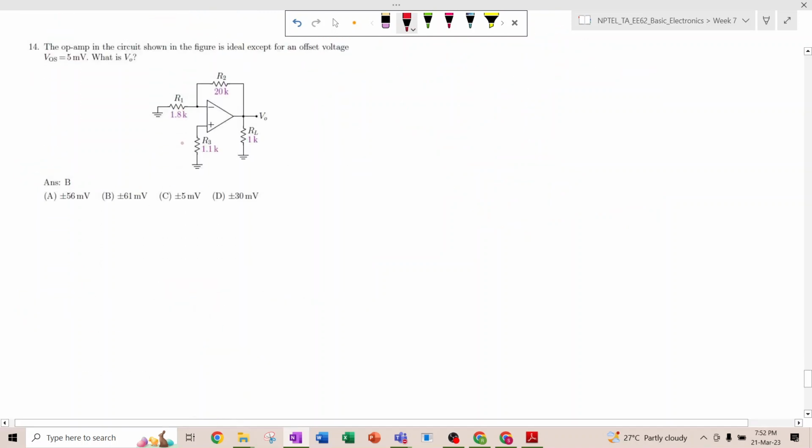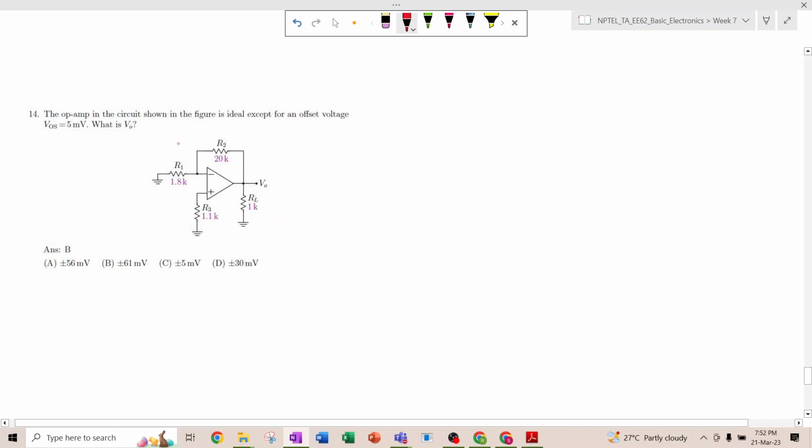Okay, the next question. The op amp in the circuit shown in the figure is ideal except an offset voltage, that is plus minus 5 millivolt. What is the value of V naught? Now here it is not grounded, but here there are some resistances. So if there is some 5 millivolt, then there will be some current flow through this.